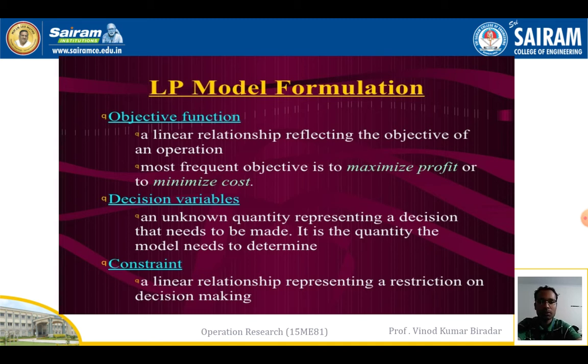Second one is the decision variable. In a given question they may give a decision also, whether it is good or bad, that is secondary, but they will give the decision variables. We have to note down from the question that it is an unknown quantity representing a decision that needs to be made. It is a quantity the model needs to determine. Now the constraint. Along with the objective, they will give limits on the decision, and that is called a constraint. It is a linear relationship representing a restriction on decision making. You should not cross a particular value.